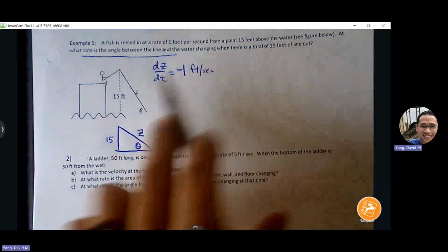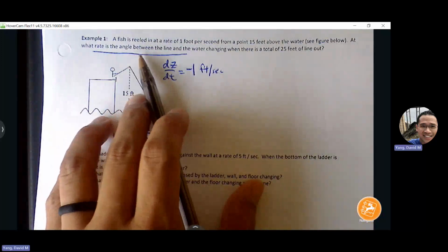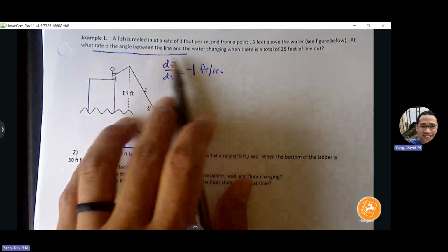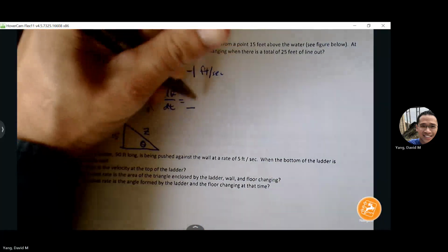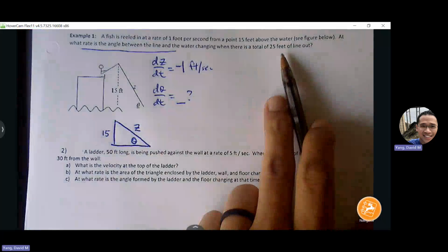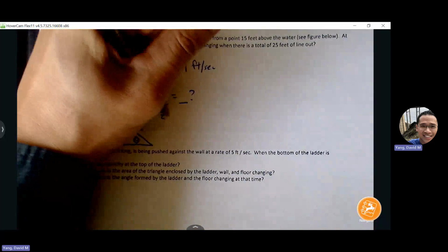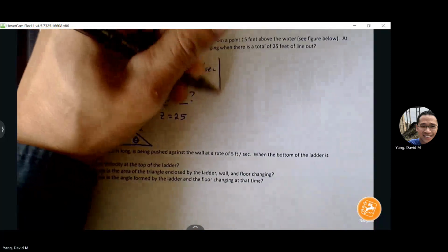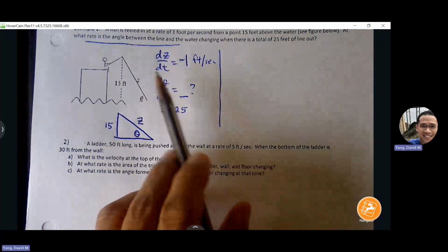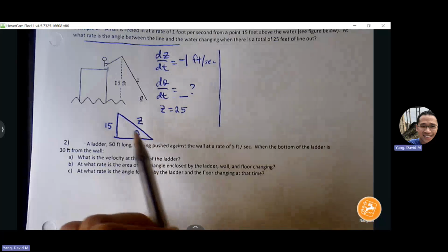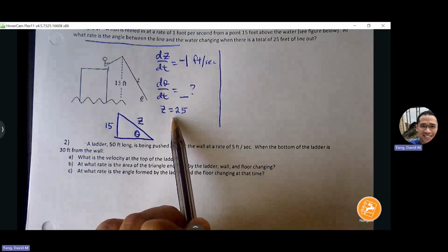15 feet above water, that's part of the constants in this problem. At what rate is the angle changing? So what are we looking for? Yeah, d theta/dt. When there is a total of 25 feet of line out. So that is a moment in time. z is 25. Now, we don't want to insert that z equals 25 too early. We want to build it with a variable and then find the derivative. And in the end, that 25 is going to come into play for us.